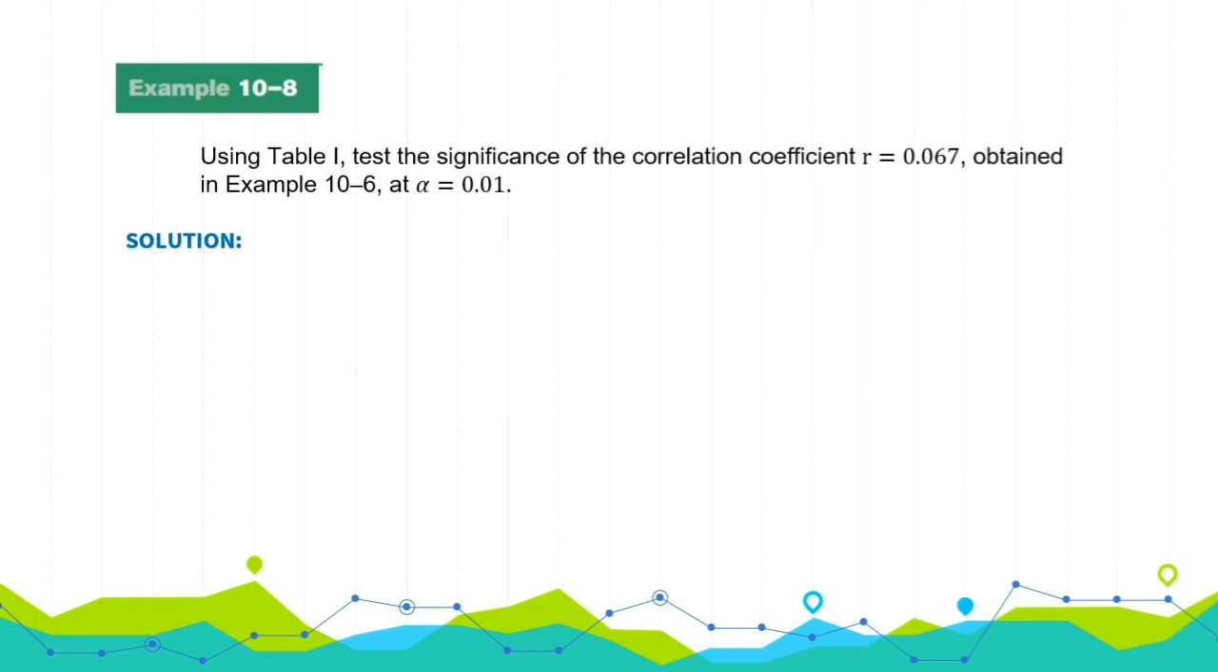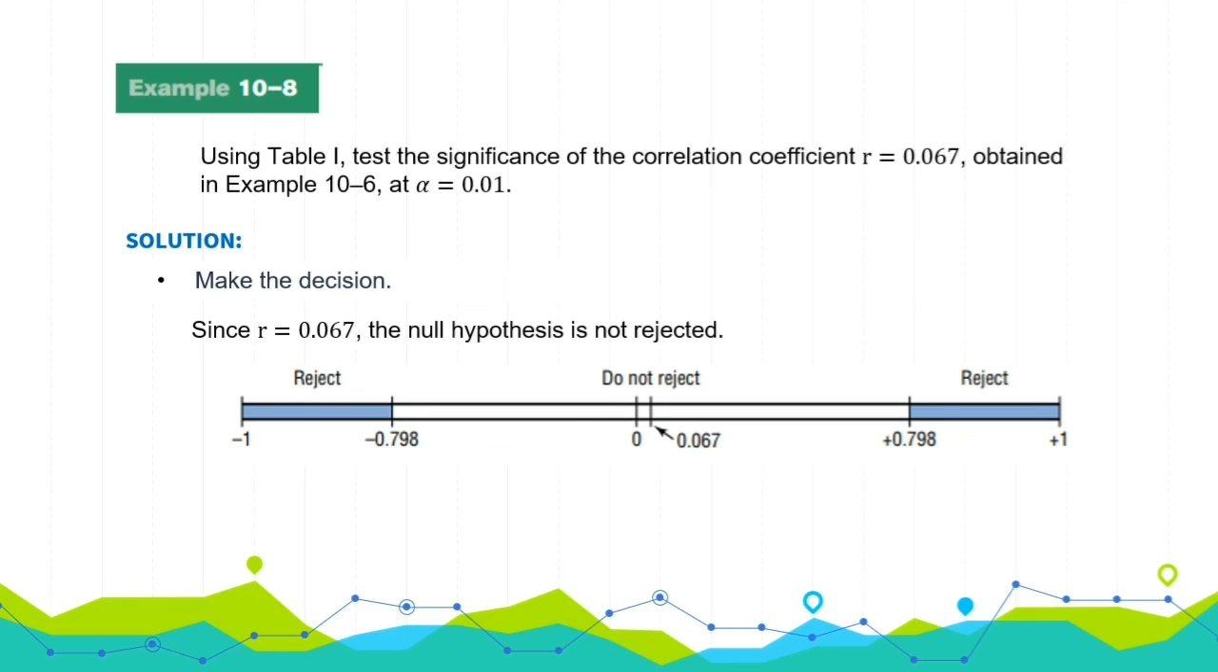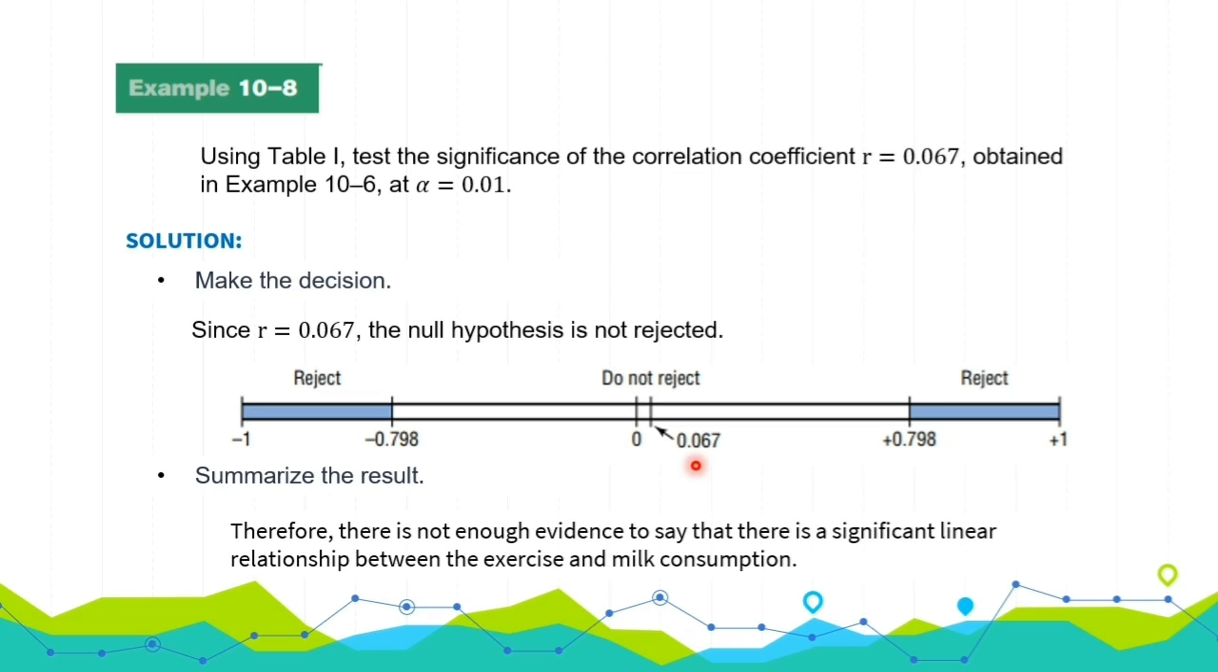Next, make the decision. For a significant relationship, a value of r greater than 0.798 or less than negative 0.798 is needed. Since r is equal to 0.067, the null hypothesis is not rejected. Summarize the result. Therefore, there is not enough evidence to say that there is a significant linear relationship between the exercise and milk consumption.